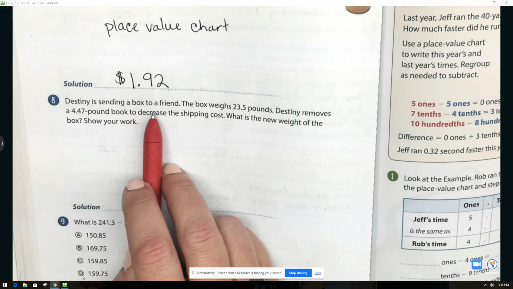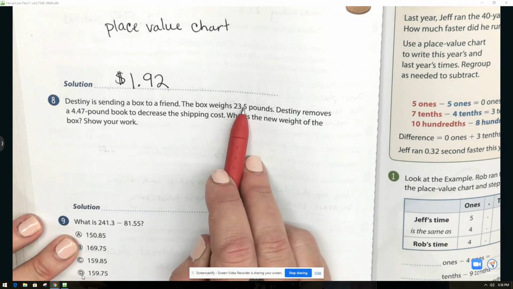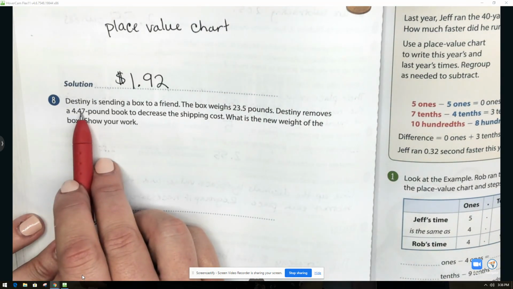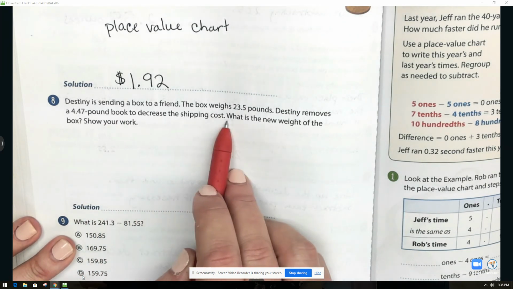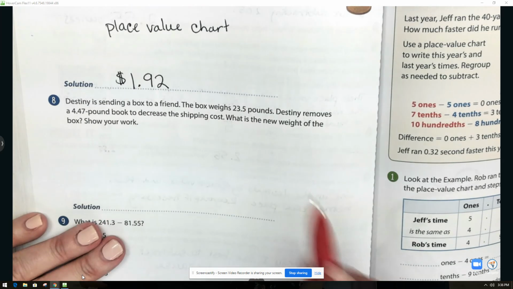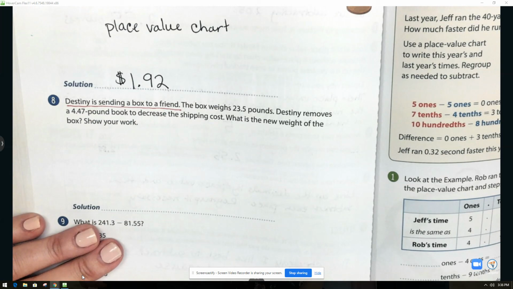Destiny is sending a box to a friend. The box weighs 23.5 pounds. Destiny removes a 4 47/100 pound book to decrease the shipping cost. What is the new weight of the box? Show your work. So this question is about Destiny, who's sending a box to her friend.